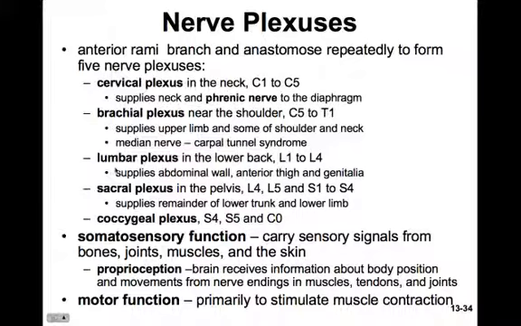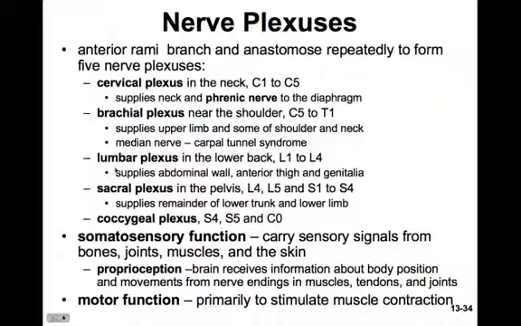It supplies the phrenic nerve to the diaphragm. The brachial plexus is near the shoulder, C5 to T1, and it supplies the upper limb and some of the shoulder and neck. One of the notable nerves here is the median nerve because it's involved in carpal tunnel syndrome. The lumbar plexus is found in the lower back, L1 to L4. It supplies the abdominal wall, the anterior thigh, as well as the genitalia.